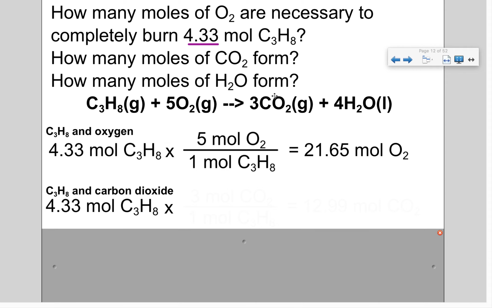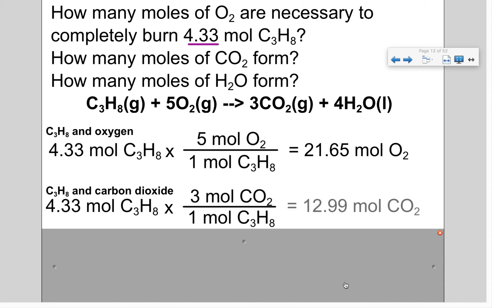What if I would have wanted to know how much carbon dioxide can be made? So again, you start with what you're given. Set up your mole ratio. I'm in C3H8, so 1's going to be on the bottom. I'm going to CO2. 3's going to be on top. 4.33 times 3 divided by 1, 12.99 approximately.